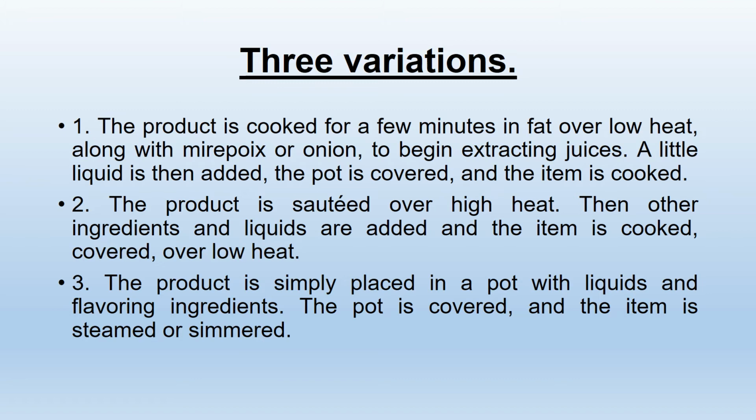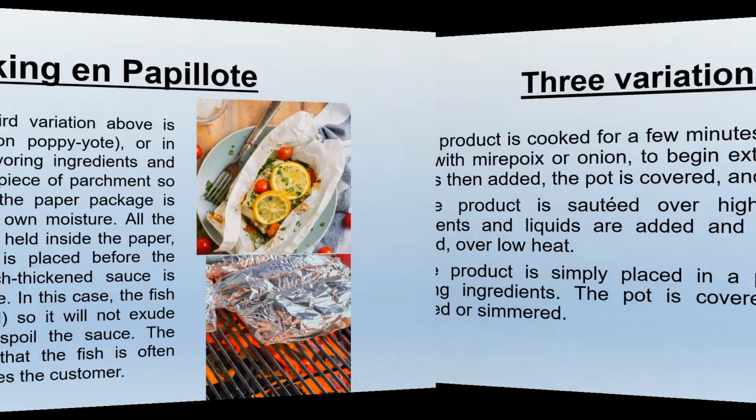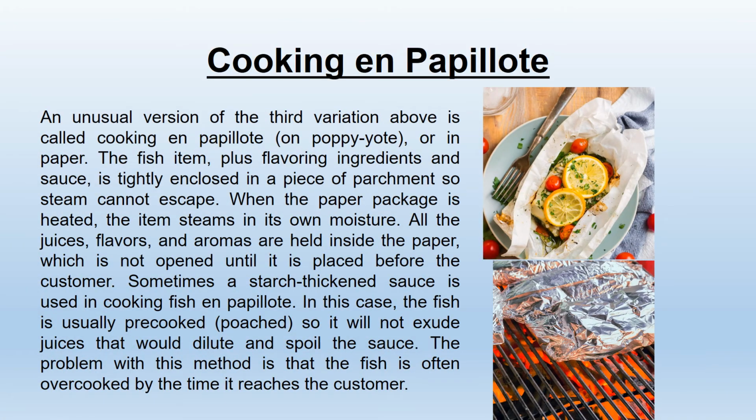And the third variation, the product is simply placed in a pot with liquid and flavor ingredient. The pot is covered and the item is steamed or simmered. This third variation is important because the next cooking technique is based on it, and we're going to be covering it right now. So this is the one, the papillote. The papillote is one of the third variation I just mentioned to you. So what is papillote? Cooking in papillote.